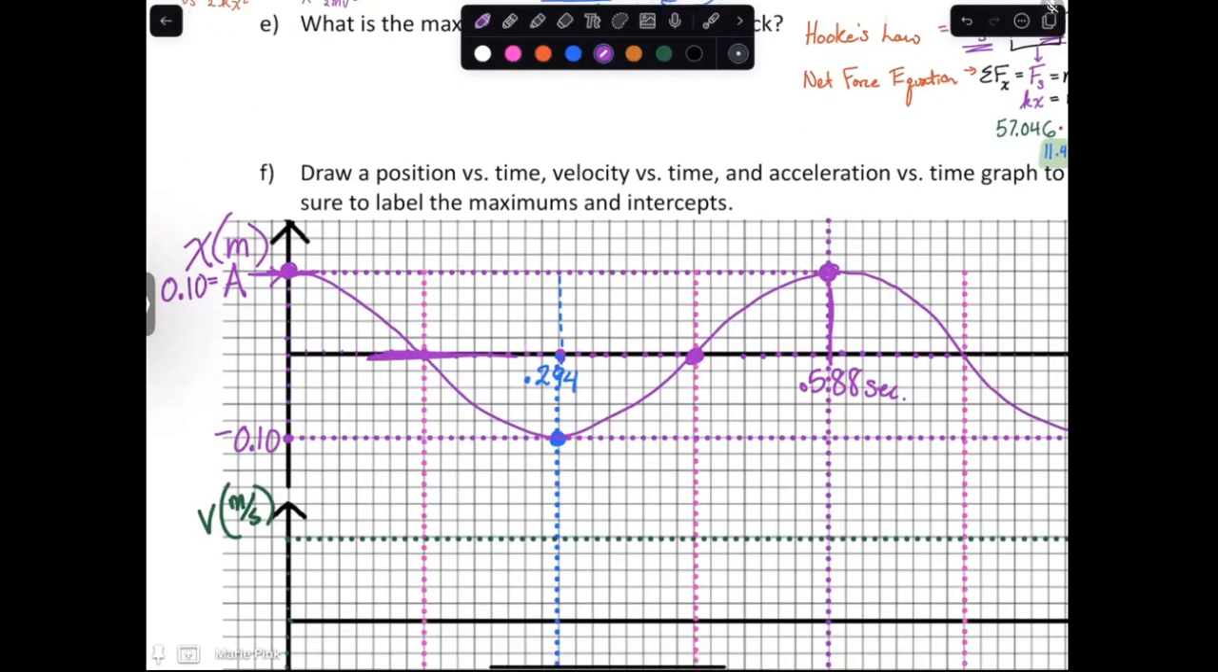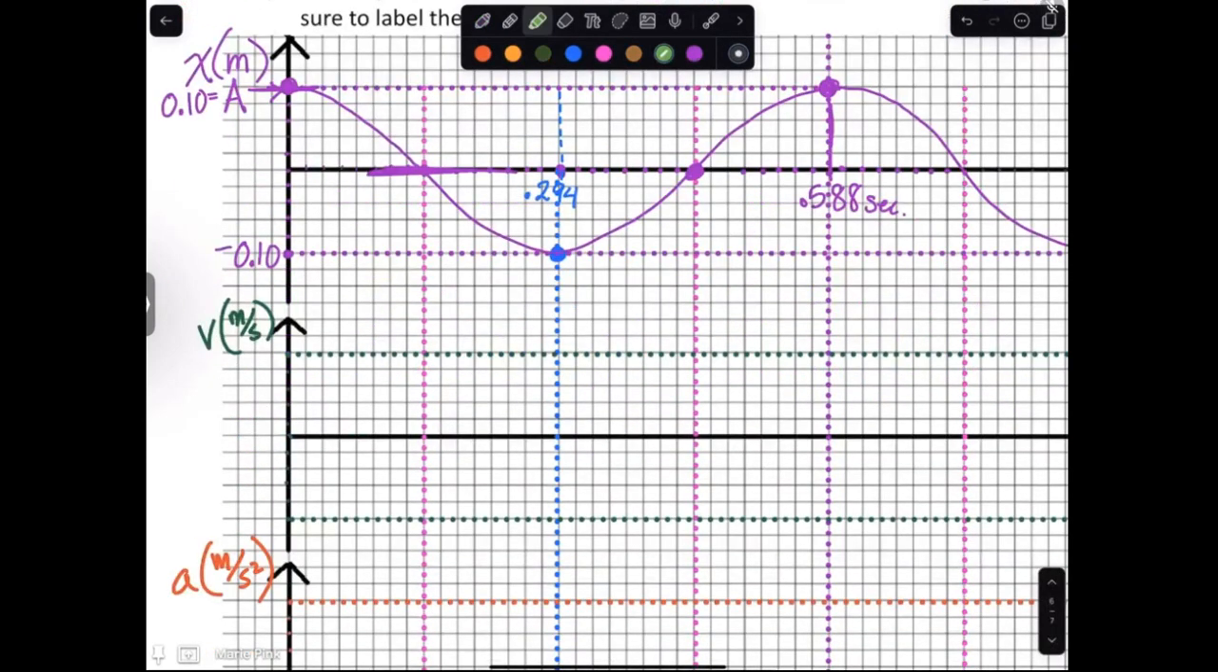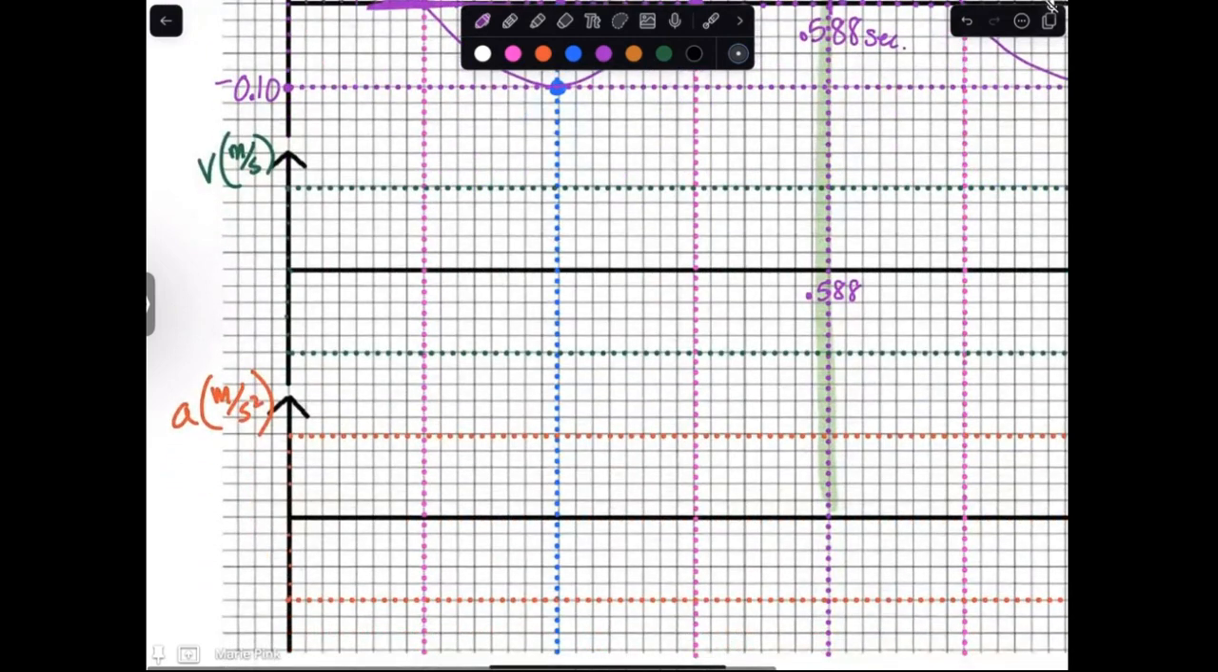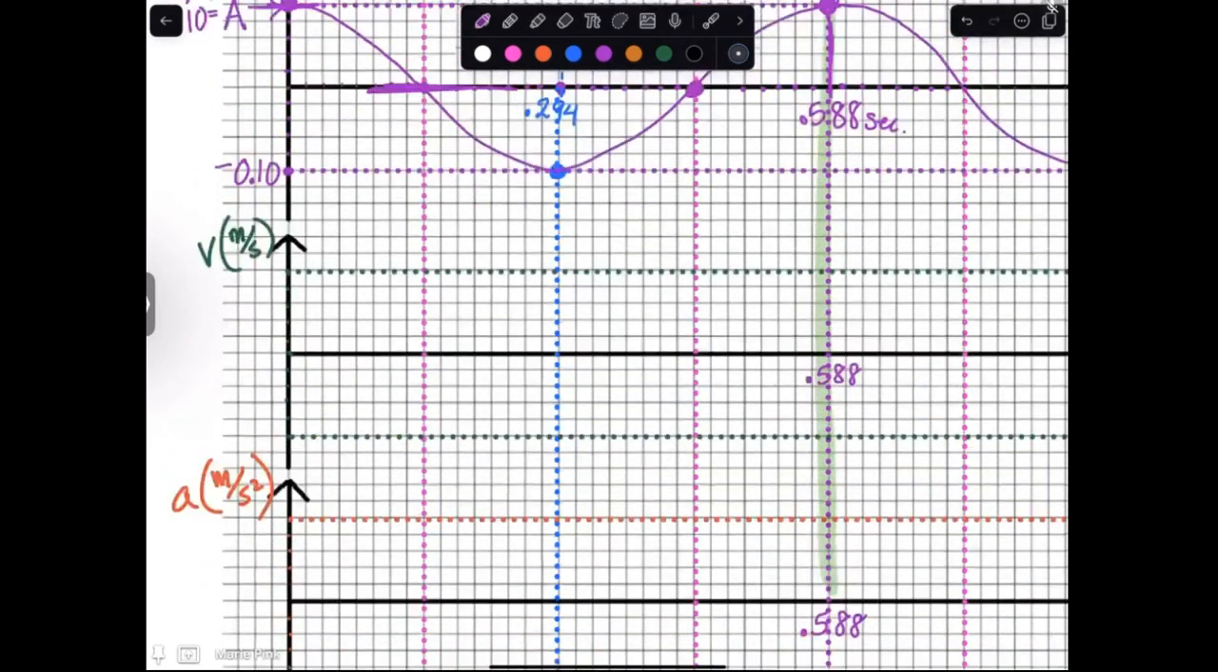One thing to make sure of when we're drawing these graphs is that the times happen at the same time up and down. So this 0.588 seconds, it's going to take 0.588 seconds for one period. It doesn't matter if I'm talking about position versus time or acceleration versus time. You need to make sure that you put your time stamps in on the other axes as well. That's why I have these vertical lines, it just helps to keep things lined up.